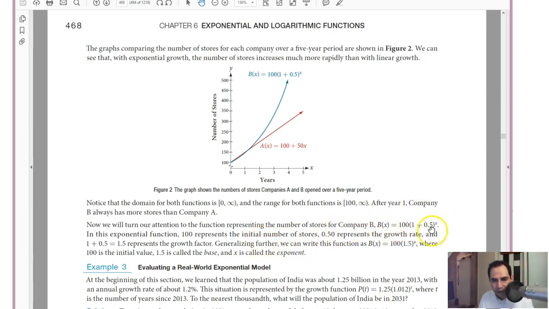But here, please note that in this exponential function, 100 represents the initial number of stores, which we discussed earlier, and 0.5 here represents the growth rate, and 1 plus 0.5 represents the growth factor. So 0.5 is the growth rate and 1.5 is the growth factor. So these are two terms that are also important here.